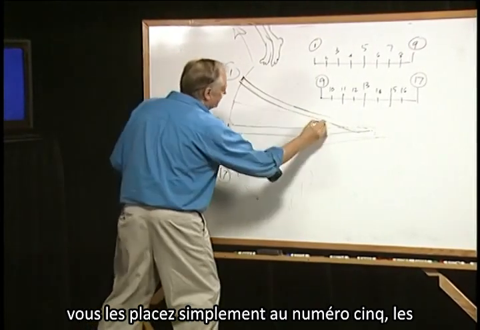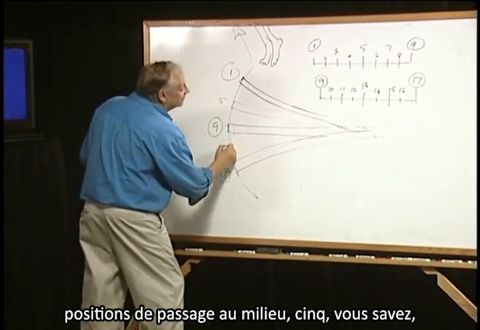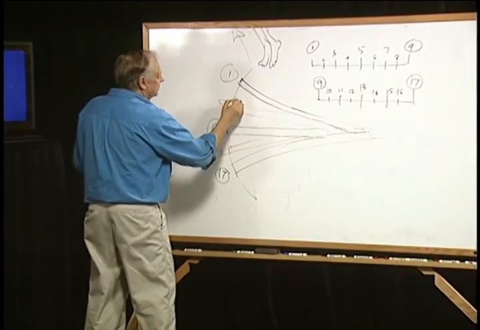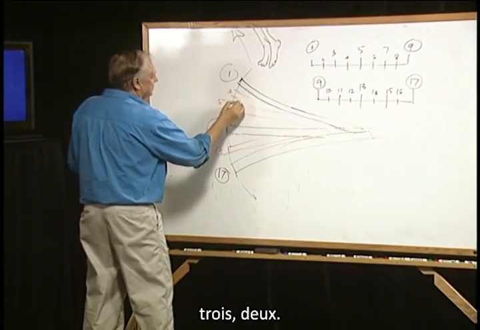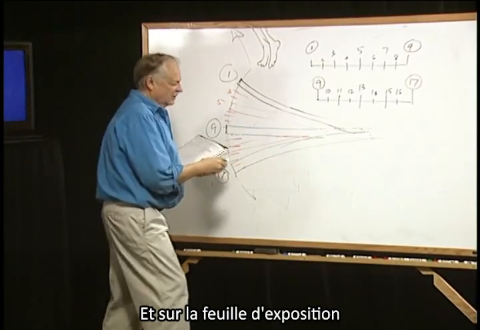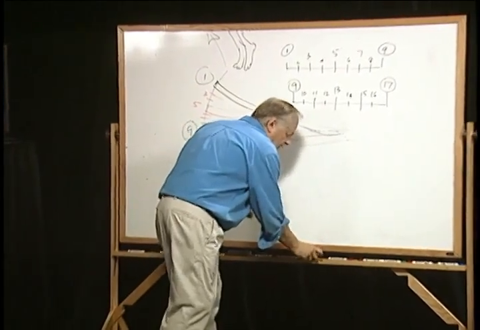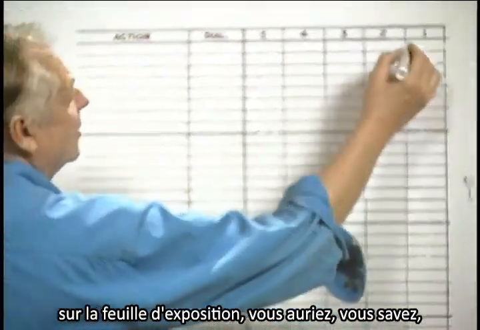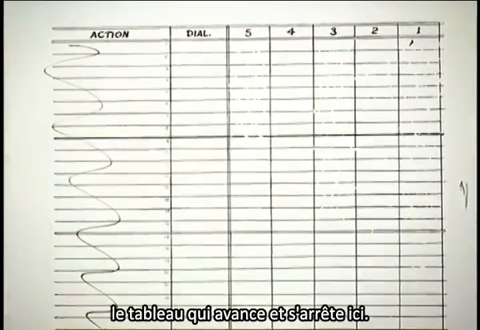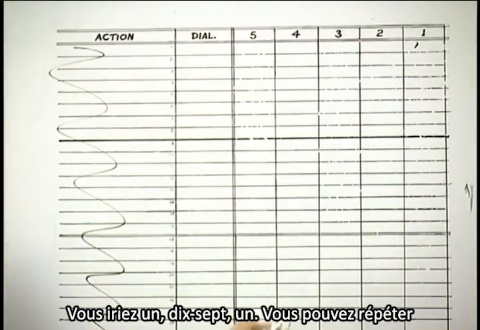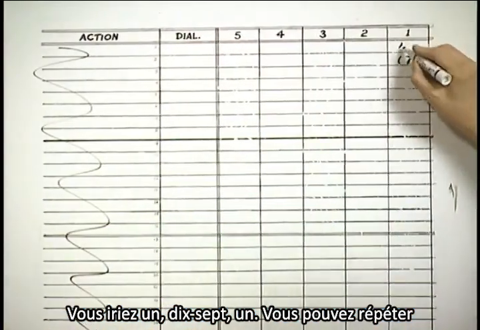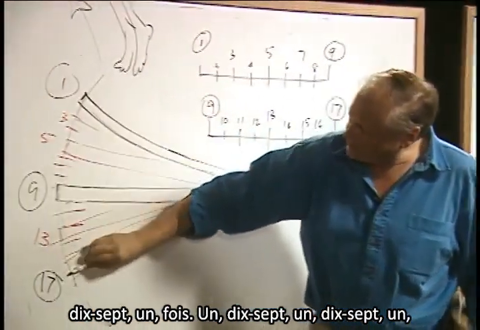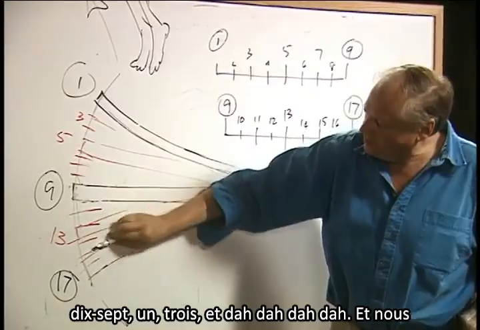Number 5, the passing position's in the middle. 5, 13, 3, 2. And on the exposure sheet, you would have, the board is going, and say stopping here. You would go 1, 17, 1. You can repeat this enormous amount of times. 1, 17, 1, 17, 1, 17, 1, 3, and so on.